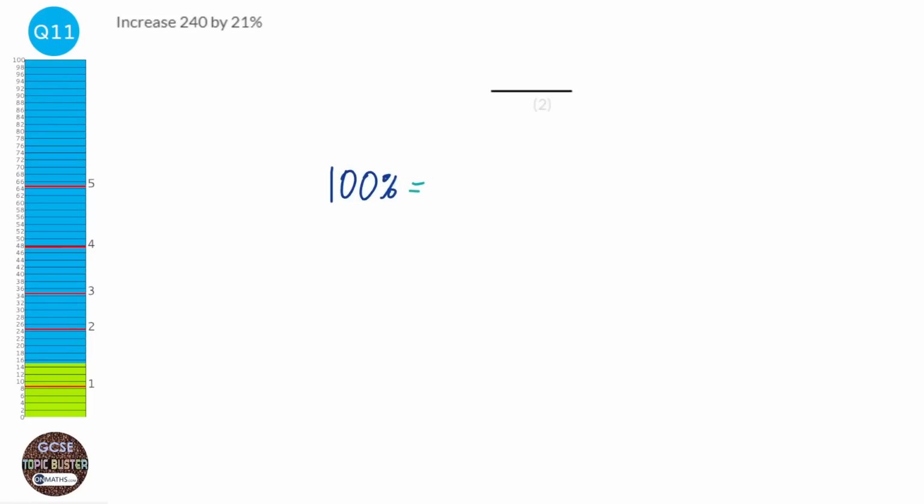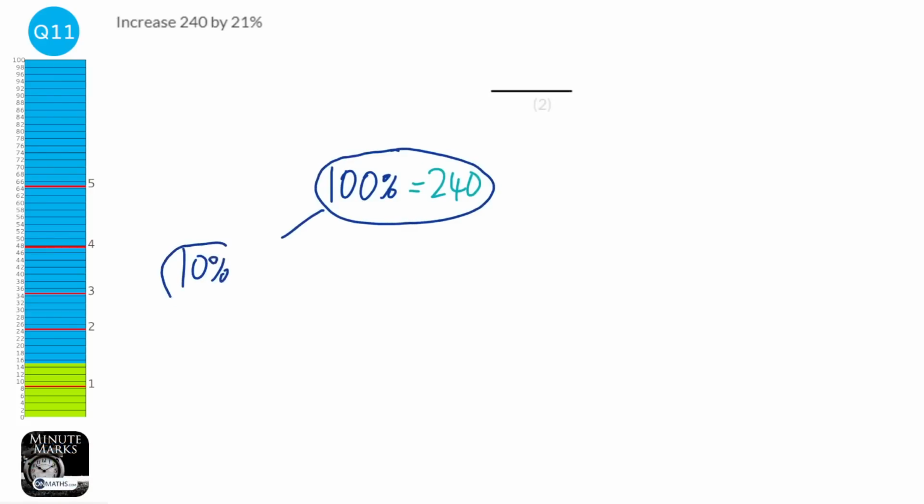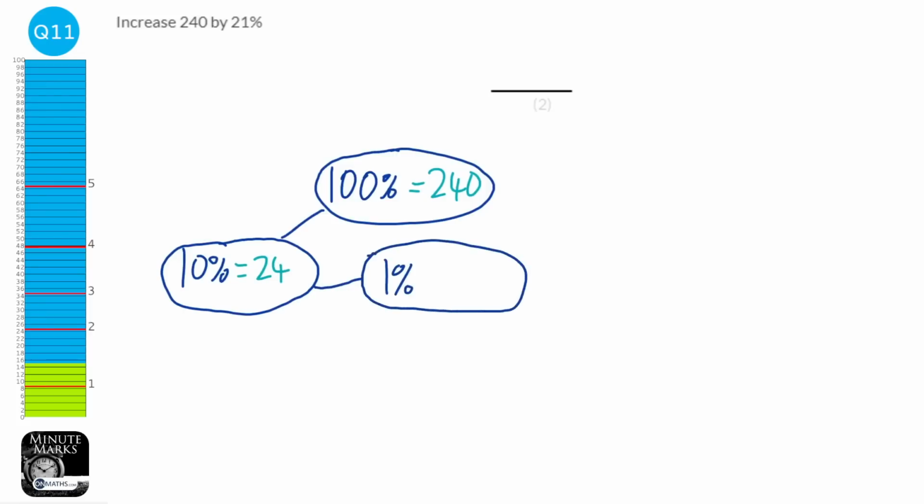So we start off by working out what 100% of 240 is. Well, that's obviously going to be 240. And a nice easy one to start off with is 10%. And we're trying to get to 21%, so 10% is always a good one to start with. So we divide by 10, which would be 24. And because we try to get to 21%, we'll need to find out what 1% is. And 1% we just divide the 10% by 10 again, so it would be 2.4.